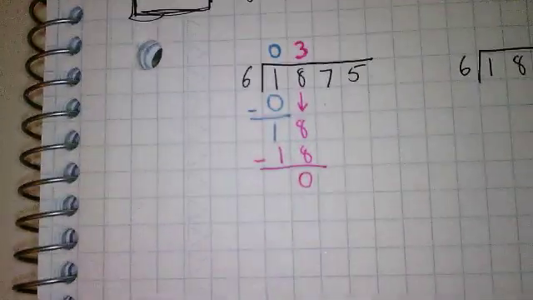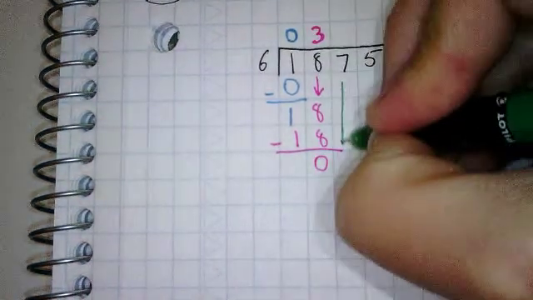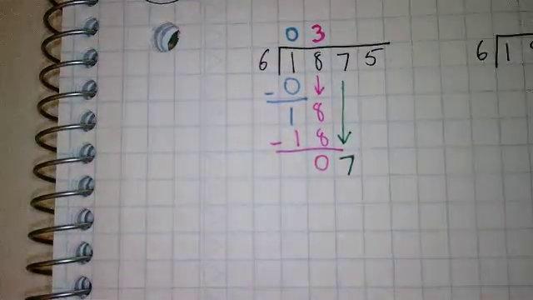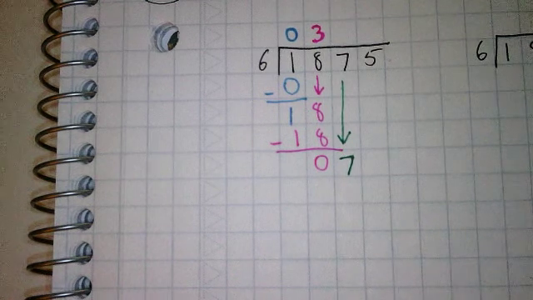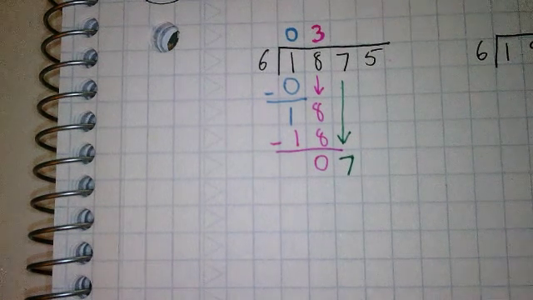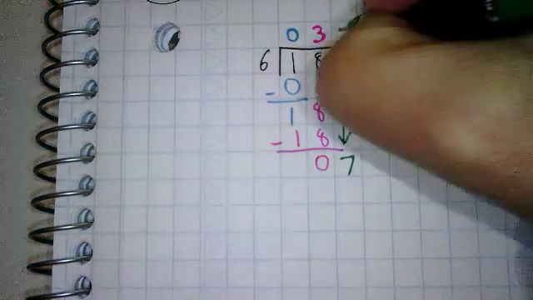Someone other than Angelina. What do I do next here? Hazel? Bring down the 7. Oh, come on, everybody. This is a long problem. Okay, bring down the 7. Now I'm figuring out how many times does 6 go into 7 without going over? But yes, it is 1 time.